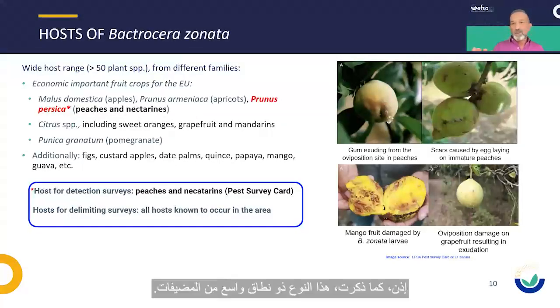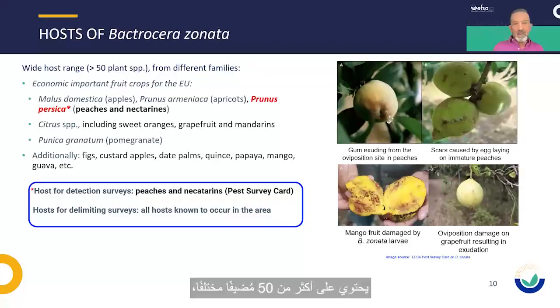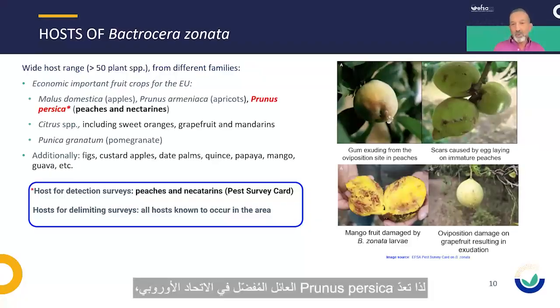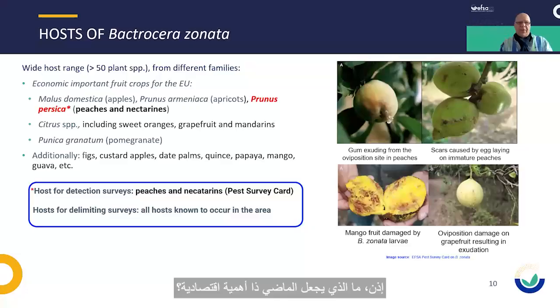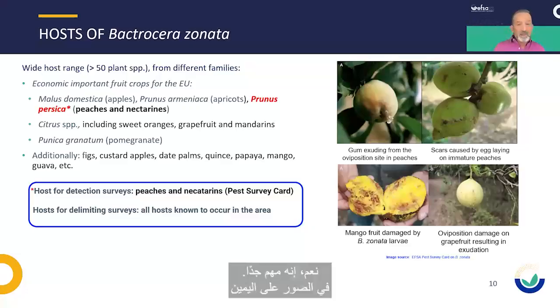Yeah. So this is, as I said, a species with a wide host range. It has more than 50 different hosts, but peaches and nectarines, so Prunus persica, is the preferred host in the EU and also in Surveyland. And what probably makes the pest economically important? Yeah, it is very important.